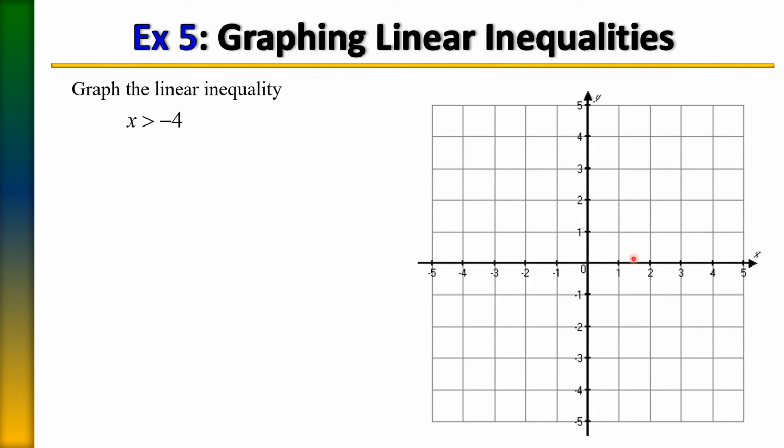Here's the x-axis. The opposite direction would be passing through it, and that's a vertical line at -4. Vertical line at -4. What type of line? Is it solid or dashed? That's correct. It's a dashed line.